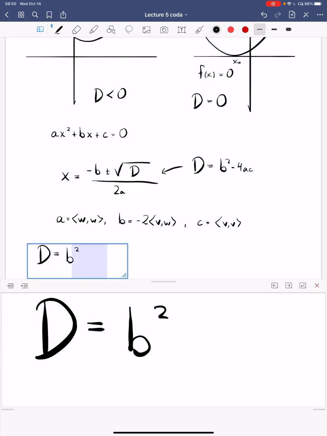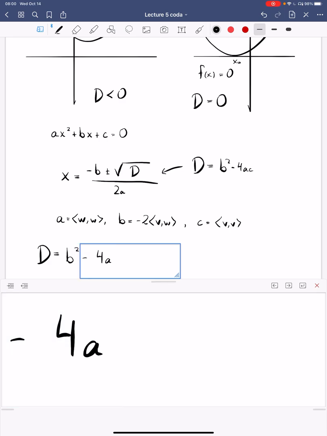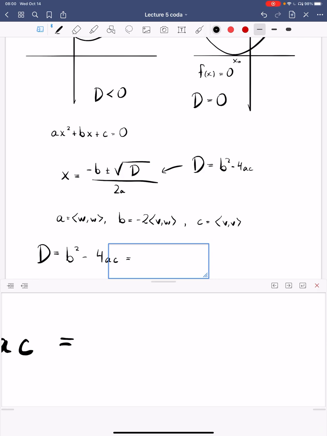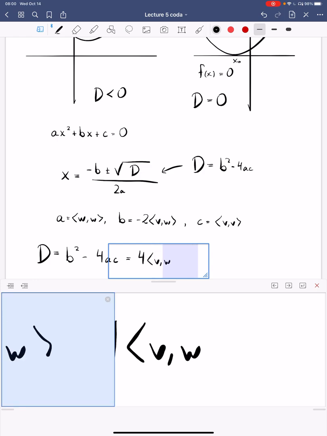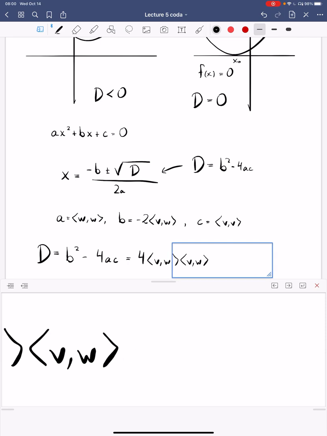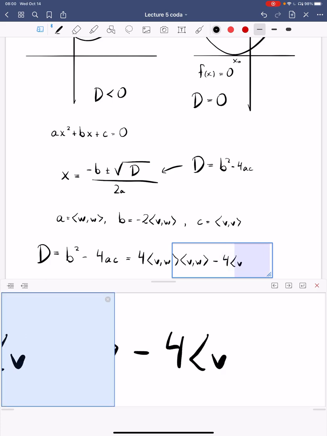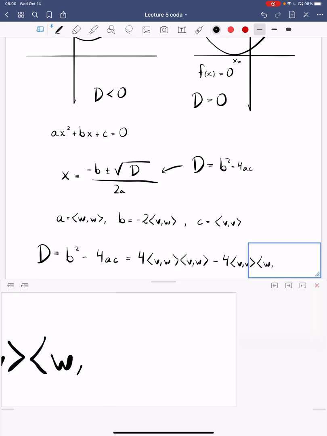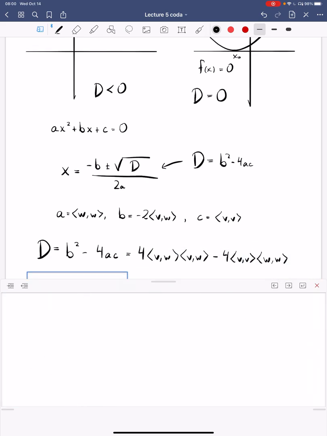B squared minus 4AC is equal to, so B squared is 4 times the scalar product of V with W, and that's B squared. Okay, and minus 4AC is minus 4 V with V and W with W.